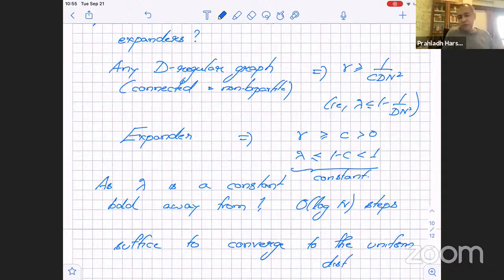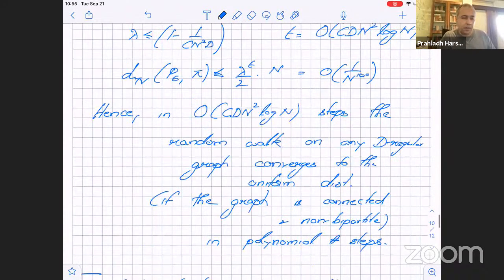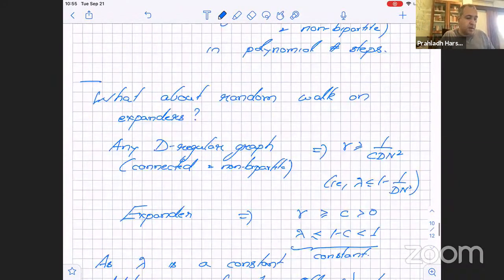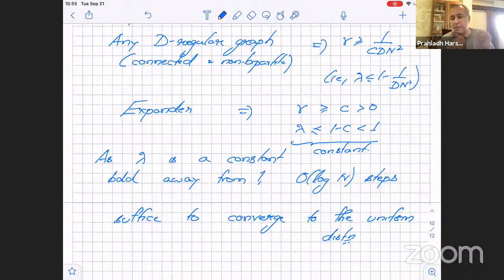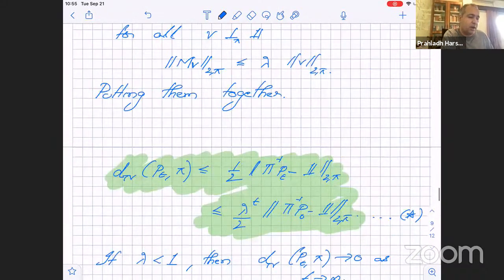So an expander mixes much faster than an arbitrary d-regular graph. An arbitrary d-regular graph, if you take polynomial number of steps, you will converge to the uniform distribution. That's what whatever we said over here shows us. But if you have an expander, then the spectral gap is constant and it mixes much faster. In log n steps, you will converge to the uniform distribution. And all of that is coming just from this inequality.